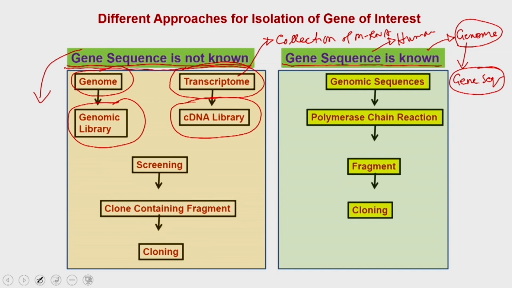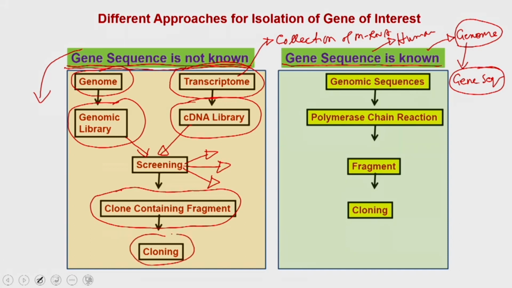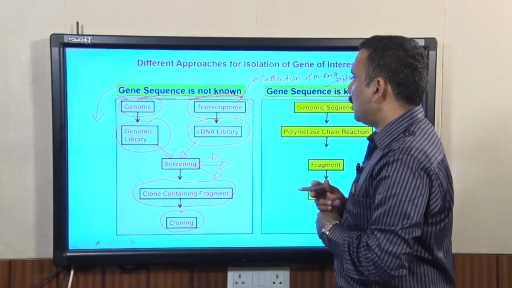Once you prepare the genomic library or the cDNA library, then you have to screen these libraries for looking for this particular gene sequence. There are different ways in which your particular gene sequence could be screened. That we are going to discuss in a subsequent lecture. After the screening, you are going to get the particular clone which will contain your fragment, and then this fragment you can clone into a cloning vector or into an expression vector and check whether that particular gene is expressing your desired product or not.